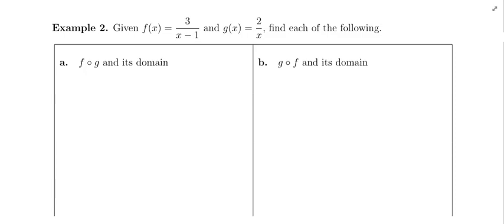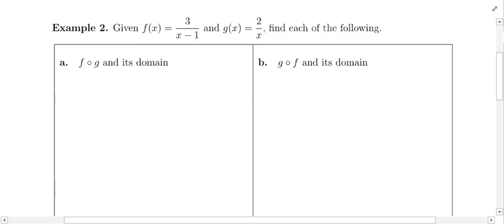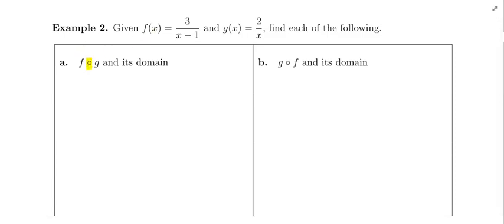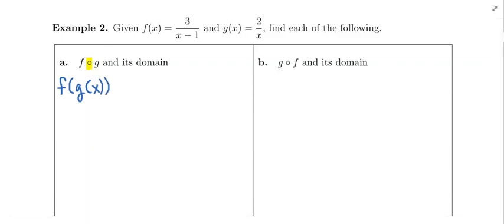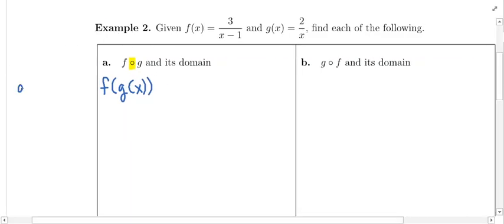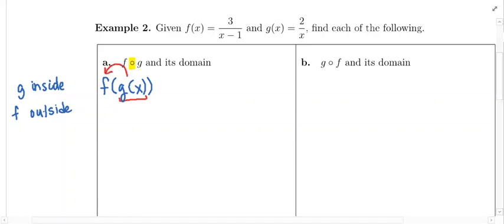All right, let's start by finding f of g and its domain in part A, okay? So first thing you're going to do, again, after you recognize from the open circle that this is composition, you're going to write this as f of g of x. Okay, so when you look at this, g is the inside function, it's inside the parentheses. Okay, f is the outside function. So whatever's inside, that's what we're going to be plugging into the outside function. So we're going to be plugging g into f. Okay, so I'll write that down.